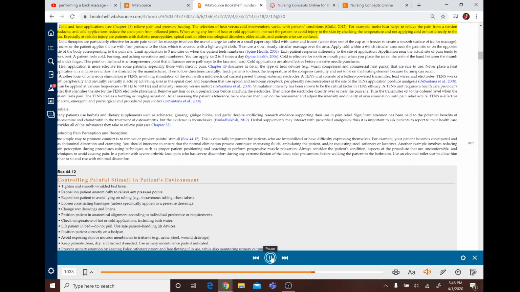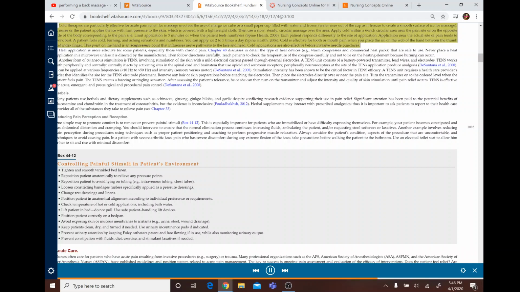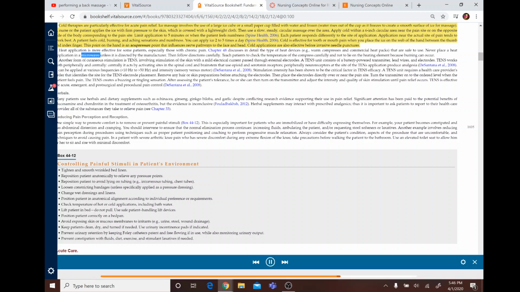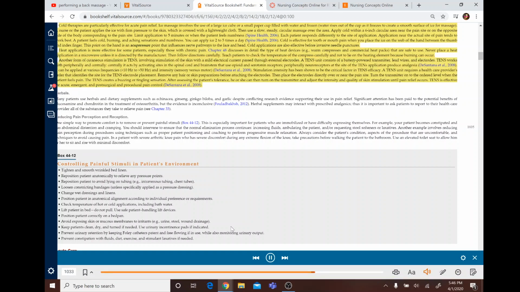Especially at risk for injury are patients with diabetic neuropathies, spinal cord, or other neurological disorders, older adults, and patients who are confused. Cold therapies are particularly effective for acute pain relief. Ice massage involves the use of a large ice cube or a small paper cup filled with water and frozen. Water rises out of the cup as it freezes to create a smooth surface of ice for massage. A nurse or the patient applies the ice with firm pressure to the skin, which is covered with a lightweight cloth. Then use a slow, steady, circular massage over the area.